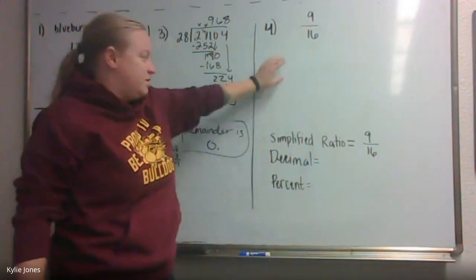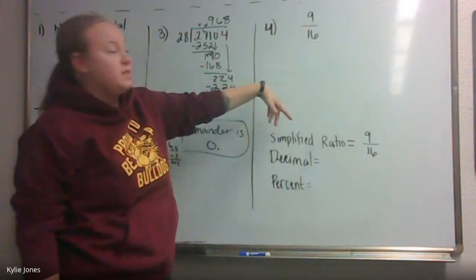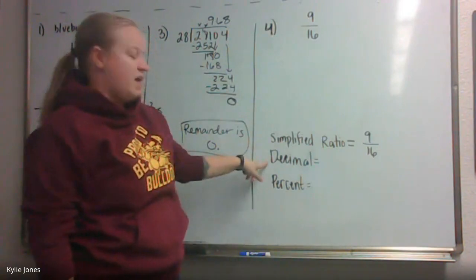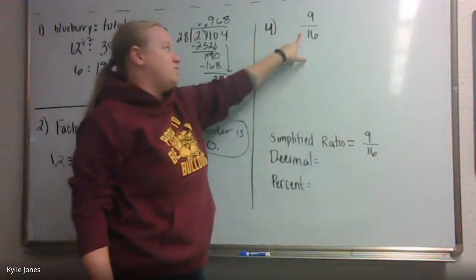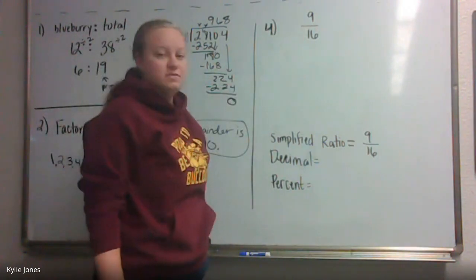Now we need to do the converting between a decimal and a percent on these. So 9/16, let's go with writing it as a decimal first. Do you guys remember how to change a fraction to a decimal? What process do we do? Don't you have to make a fraction first, and then you have to wait?